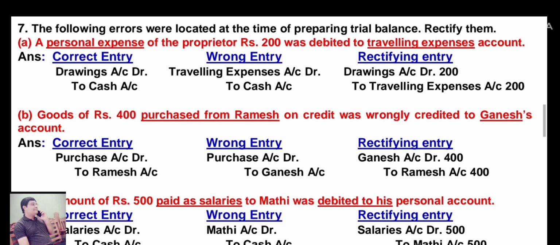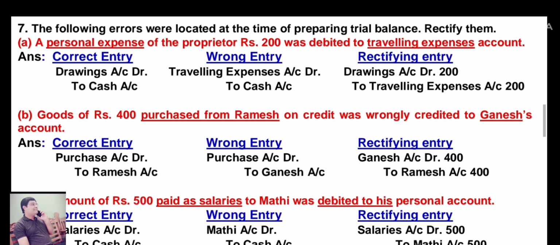So his personal expenses, the correct entry is drawings to cash. Whenever it is his personal expense, it means drawings. So drawings account should be debited. What did he do? He debited travelling expenses account. That is the mistake made in the entry. So how do we rectify? See, the correct entry is drawings to cash. The wrong entry is travelling expenses account debit to cash account.